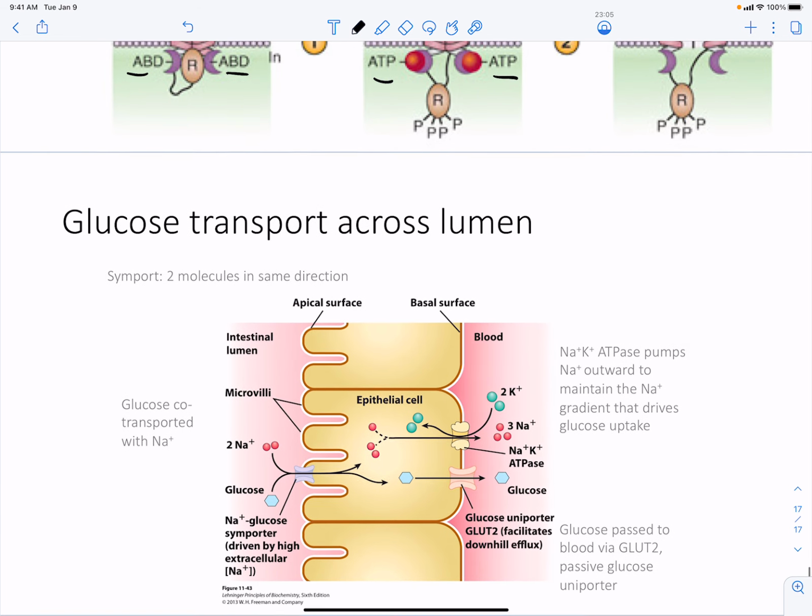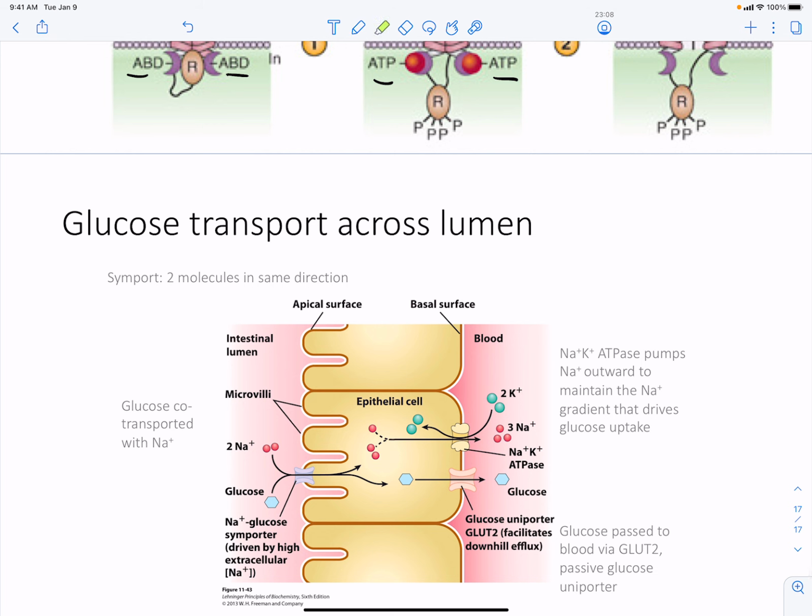And then finally, our glucose transport. Our glucose transport is going to be a symport, co-transported with sodium. In the intestinal lumen, after you take up a meal, your glucose and sodium come in by a glucose-sodium symporter, which is driven by a high extracellular sodium concentration. Coupled with this, on the other side, is a sodium-potassium transporter.